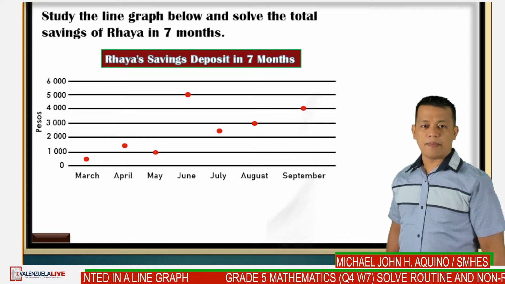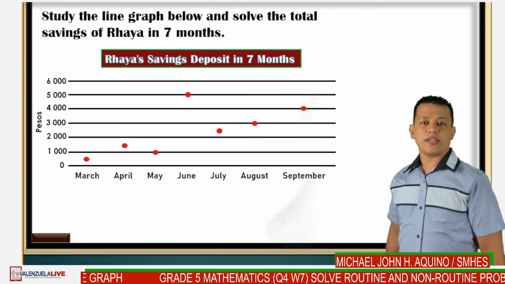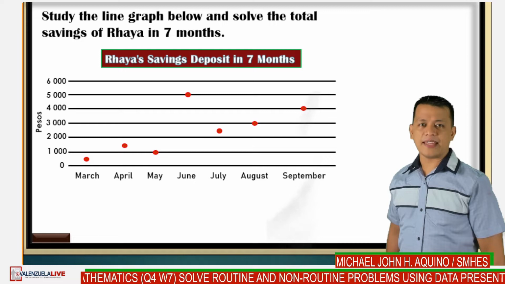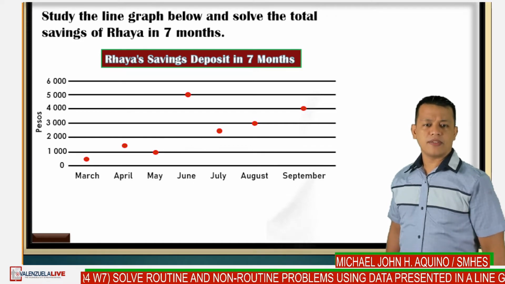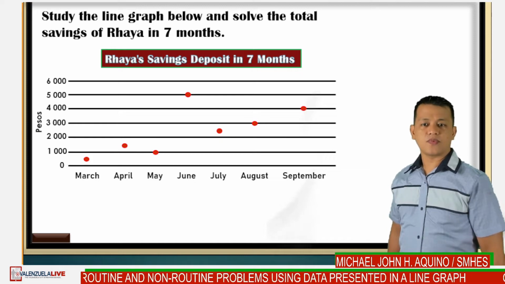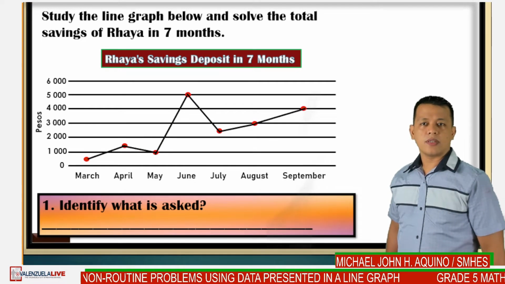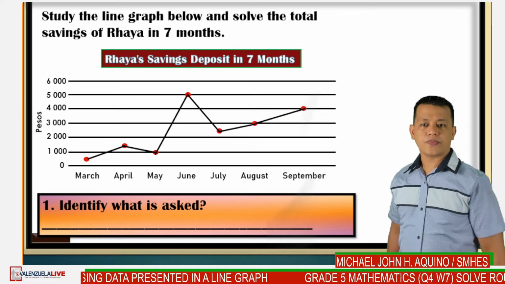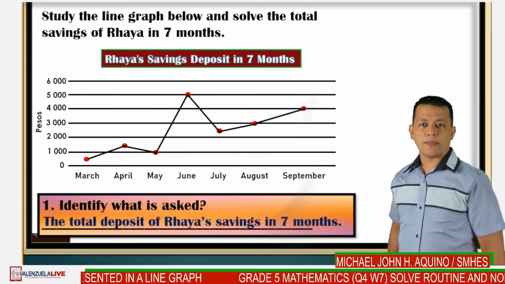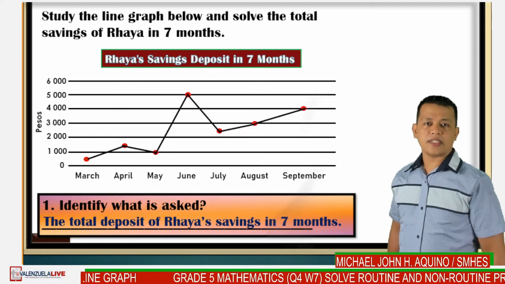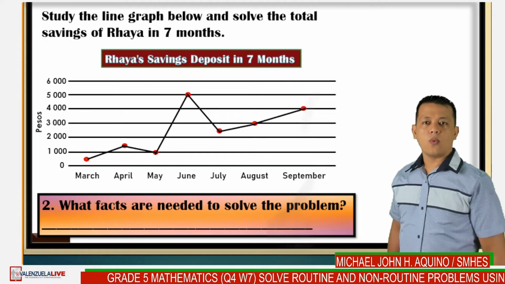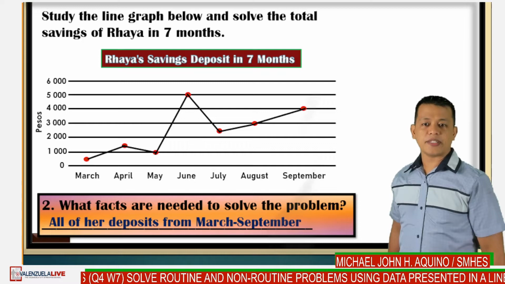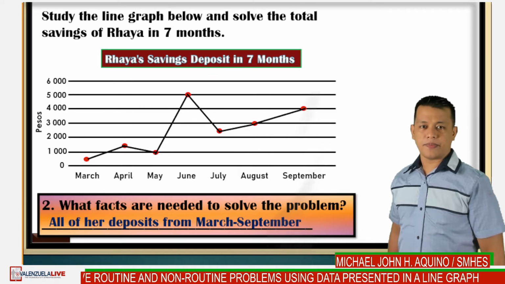Remember, to solve the problem, we use the 4 steps in solving a problem. First, we need to understand the problem. Second, plan. Third, solve. Then fourth, check and look back. For the first question, identify what is asked in the problem. We are looking for the total deposit of Raya's savings in 7 months. What facts are needed to solve the problem? All of her deposits from March to September.